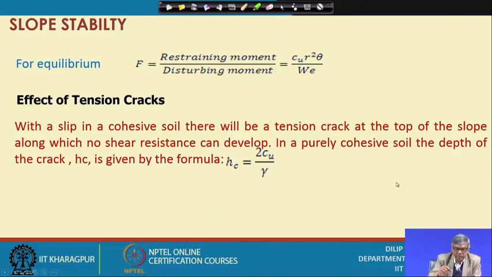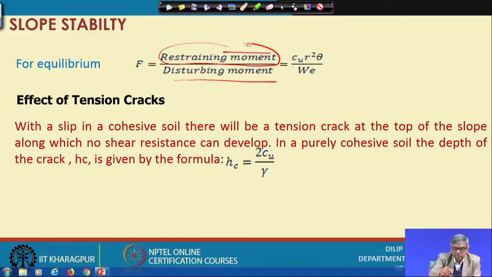And for equilibrium, you can see the restoring moment and the disturbing moment. Cu r square theta is the restoring part, which is developed from the soil itself, and W times E is the disturbing part, caused externally by the soil weight. So this divided by this is the factor of safety. If I want this to be equal to 1.5 or 2, then we can find out the other required things.